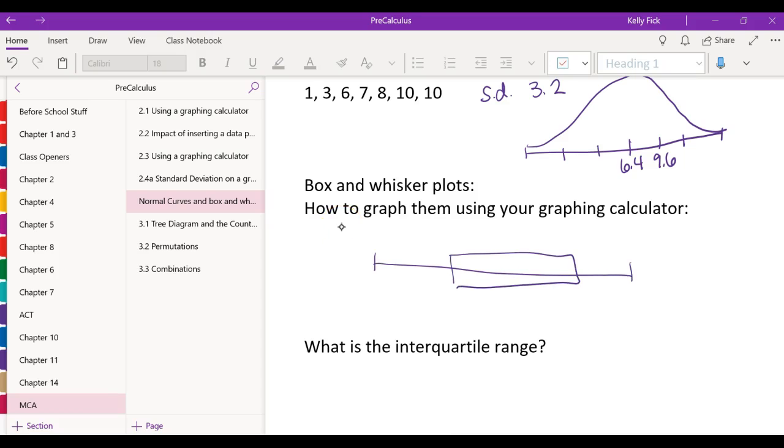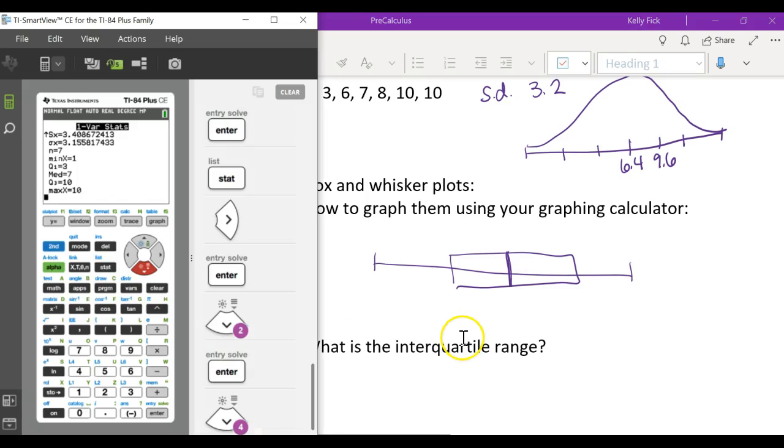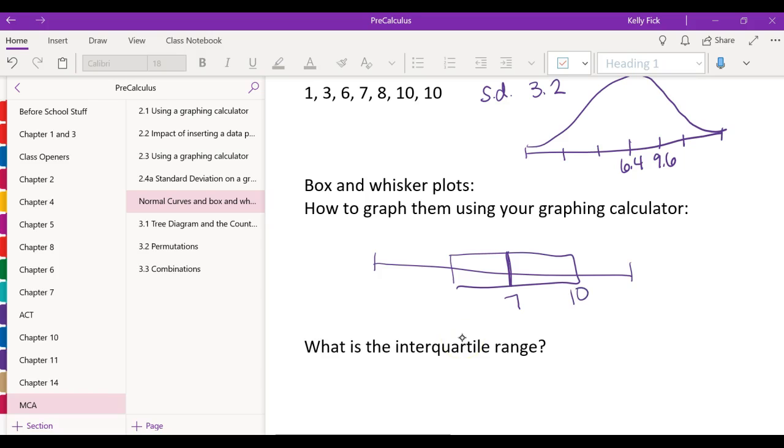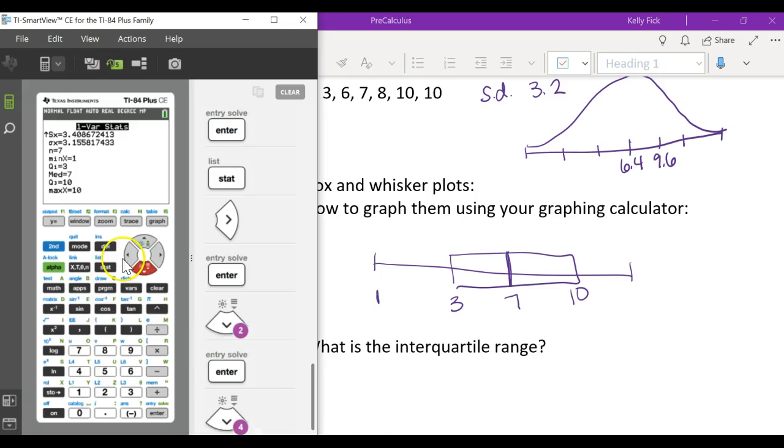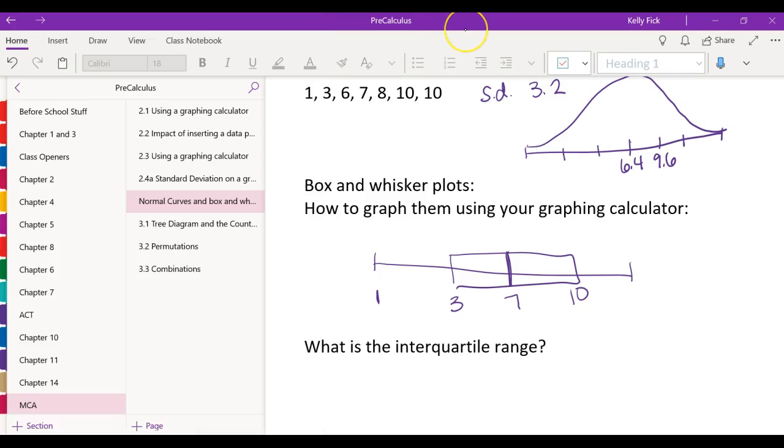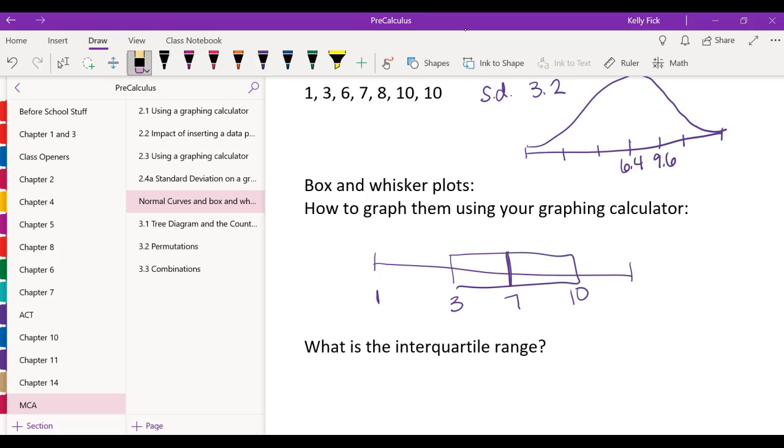Okay, so here's your box. In the middle goes your median. So your median is 7. And then you have 10. It looks like 3. And then your minimum is 1. And your maximum is also 10. So if your maximum is the same as your third quartile, you actually wouldn't have a whisker coming out on that end. It would just stop at that number 10. So if it's the same as either of your ends, you just stop at that.